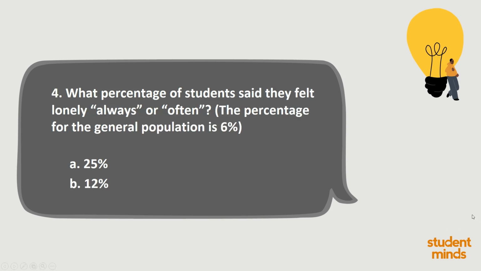Question 4. What percentage of students say they felt lonely always or often, and the percentage for the general population is 6%? Is it A, 25%, or B, 12%?